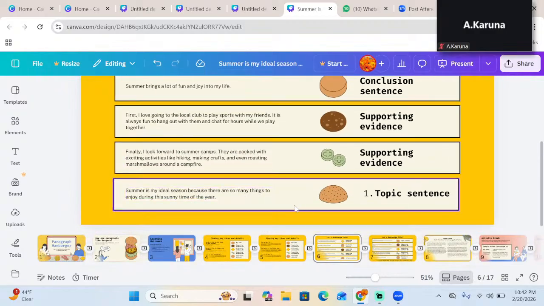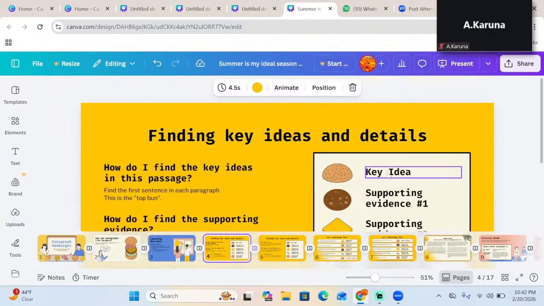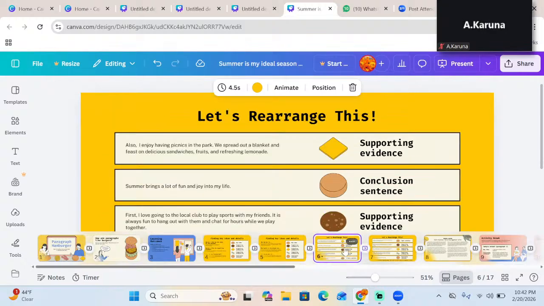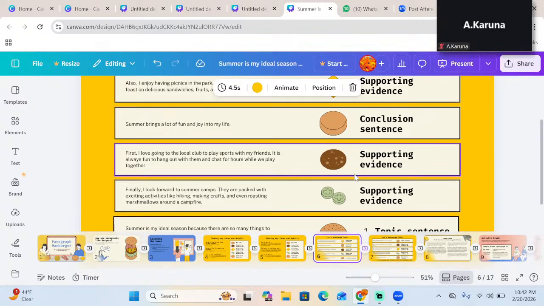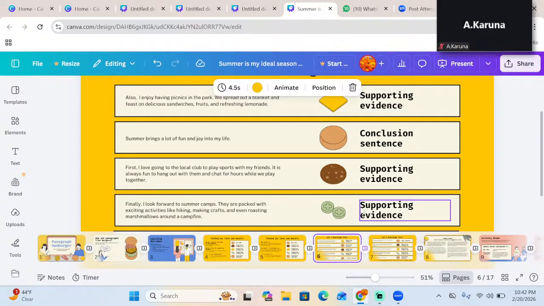Well, we have our supporting evidences, right, that are next. In our burger, we have our key idea, and now we have supporting evidence number 1. So let's check. Well, there's 3 supporting evidences, but how do I know which one comes first?